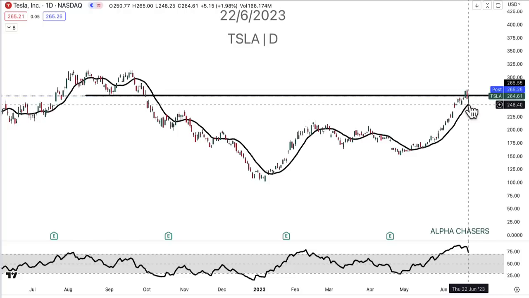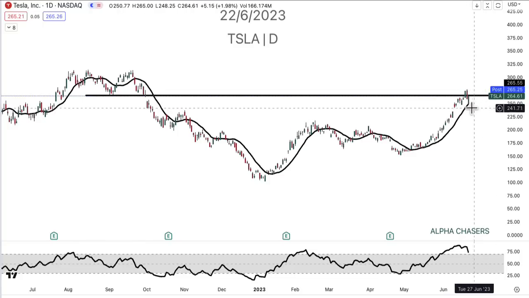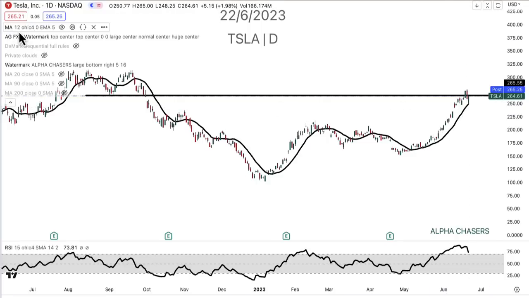So if you take a look at what happened here today, I'll show you one that they clearly are buying. But if you look at what happened here today, we came right to this level. And what level is that? That is the 12 SMA. I know it says EMA, but it's SMA.